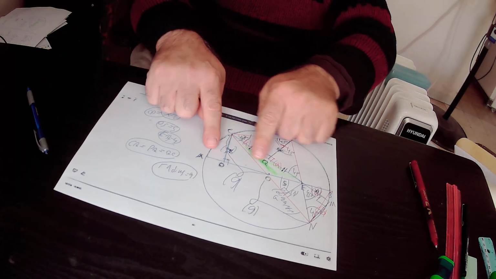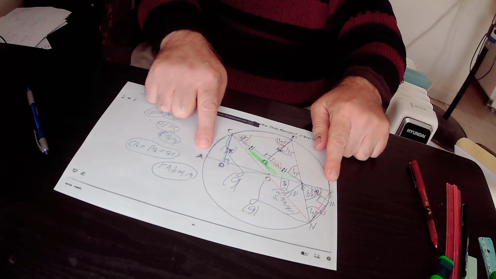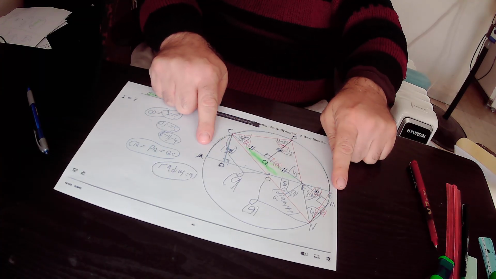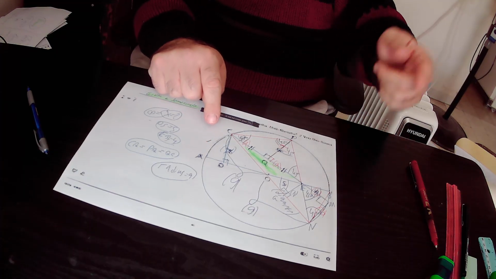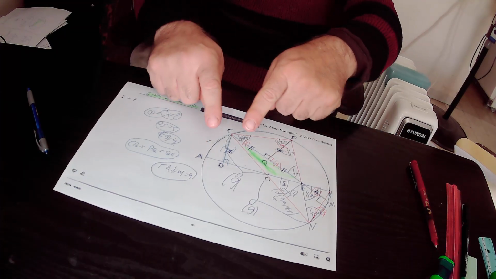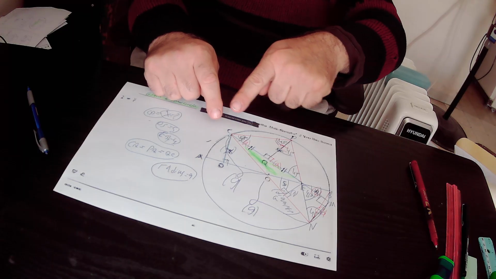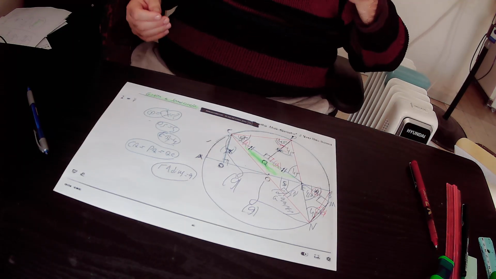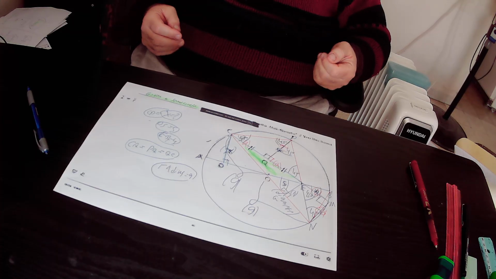This is chord AB that intersects with chord CM at point E. Point E is the intersection point of chord AB with chord CM. So all the requirements of Rule 65 are satisfied, and therefore we can implement Rule 65 here.